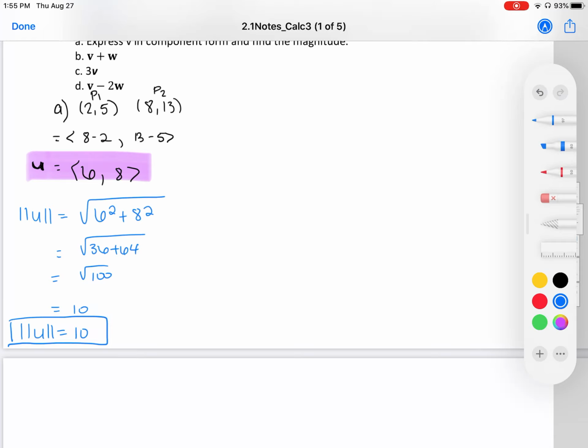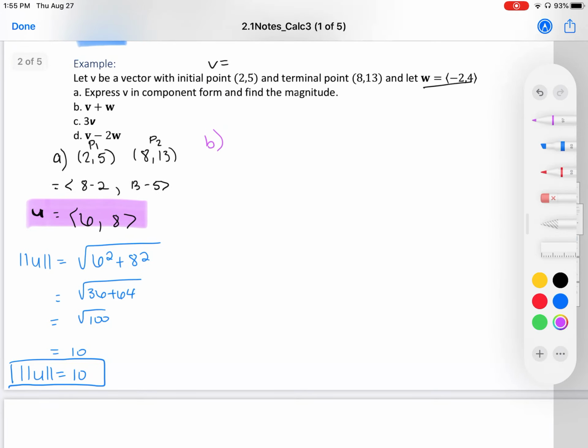B. B is asking us to add these vectors. All right, so my two vectors are 6, 8, and w is -2, 4. I wish to add these two vectors. So if I want v plus w, I just go ahead and add our x's and our y's accordingly. So I have 6 plus -2 and 8 plus 4. This gives us 4 and 12. And that is the vector v plus w.